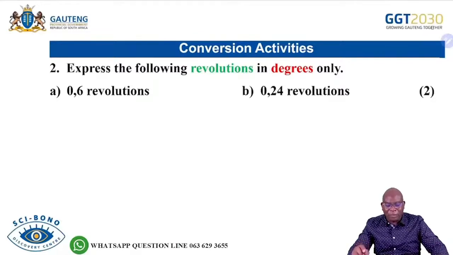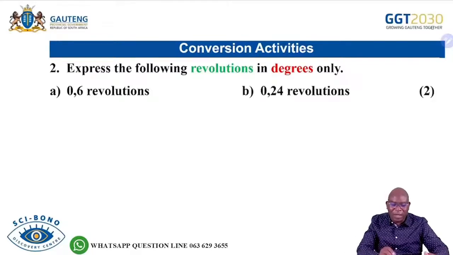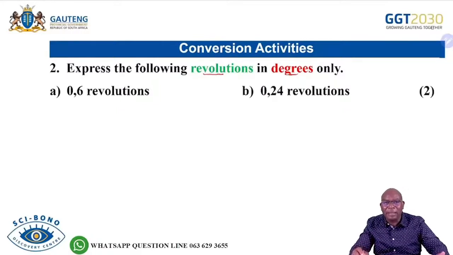Now let's look at this. Express the following revolutions in degrees. Now you can see I'm given revolutions. Now I want to express them in degrees. Remember in the previous one, what did we do? We took the degrees, we divided them by 360 to get the revolutions. Now I'm given revolutions and I want to change them to degrees. So what do you think we must do? The opposite of what we have done in the first one. In the first one, we divided by 360. What do you think we must do in the next one? We're swapping that. So we need to then multiply by 360 degrees.